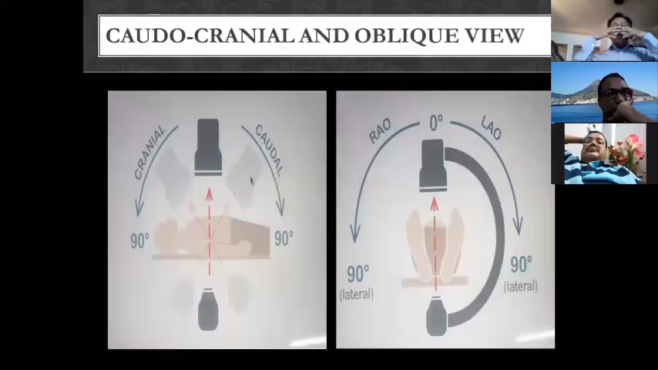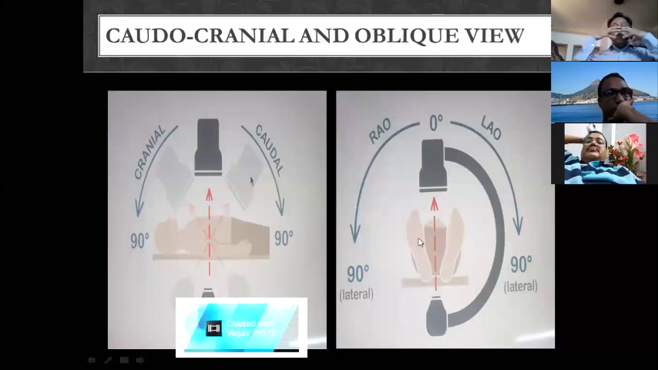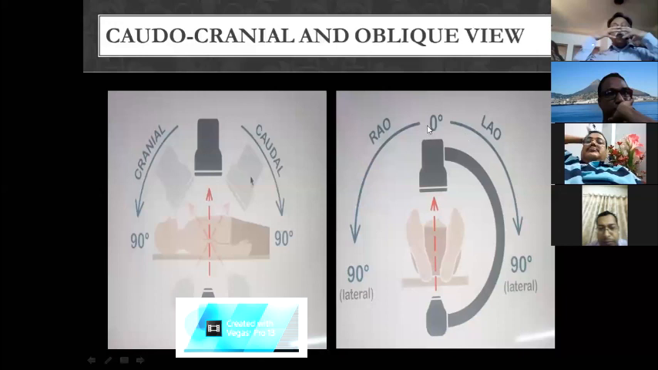So this is a schematic diagram. This is the cranial. This is the head of the patient. Towards the head is cranial. Towards the leg is caudal. And this is the leg. This is the right side. This is the left side. This oblique view is towards the right side. It can go up to 90 degrees, becoming right lateral. And if you take it on the left side, it is the left lateral. And in between, maybe 30, 40, 50, whatever it is.